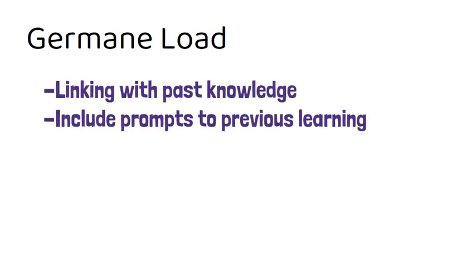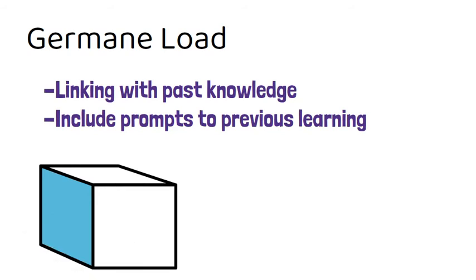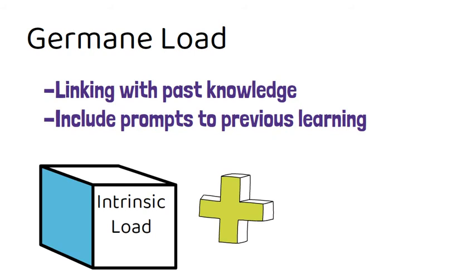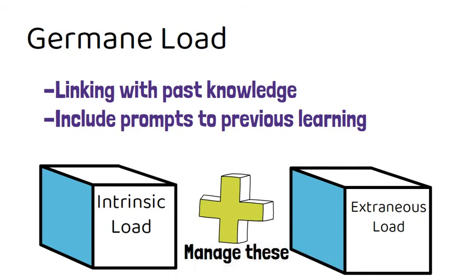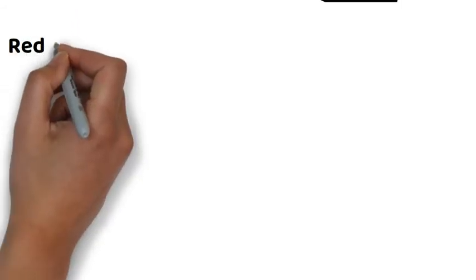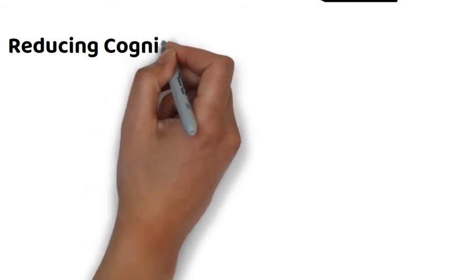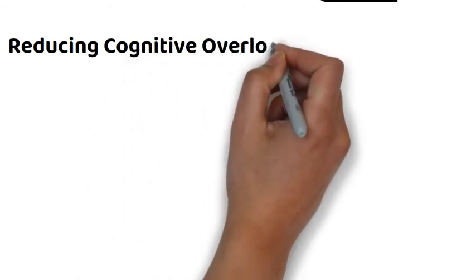If you consider intrinsic load with extraneous load and germane load together in your learning design, you will maximize the effort for staff and manage the cognitive overload. So practically, what can you do to reduce cognitive overload?